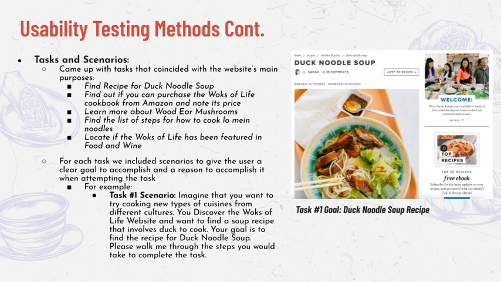Relating to task 1, an example of our task scenario is as follows. Imagine that you want to try cooking new types of cuisines from different cultures. You discover the Walks of Life website and want to find a soup recipe that involves duck to cook. Your goal is to find the recipe for duck noodle soup.